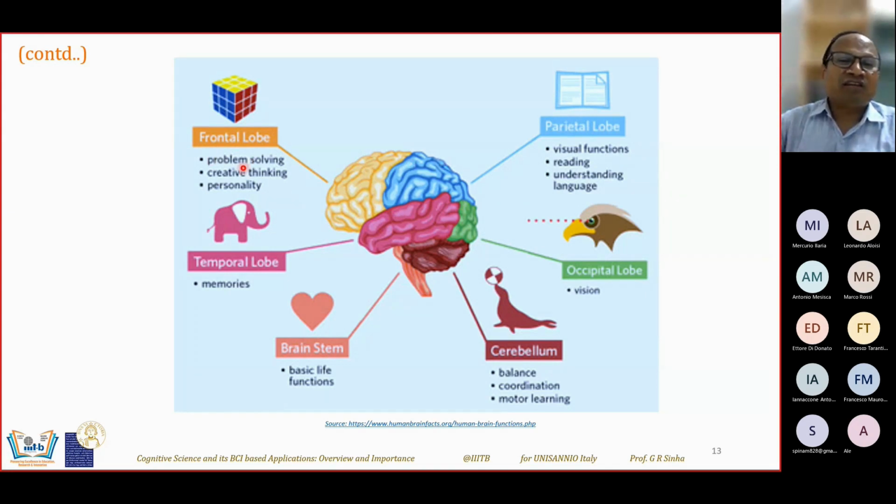Frontal, like problem solving, creative thinking, personality traits, what type of person this is, all decided by this particular area. Temporal lobe is connected with memory. What is your memorization capability? How do you recall? How much do you recall? Whether you are able to recall or not. All these are the functionalities in different parts. And the interesting thing is the different parts generate different types of patterns.